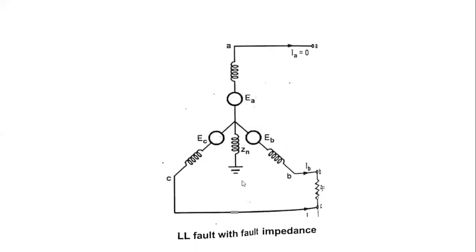This is the circuit diagram of the double line fault with fault impedance. This is the fault impedance ZF, connected between the B and C phases. This is the A phase. This line is open circuited, and these two lines are short circuited through the fault impedance. Since A is open circuited, the current flowing through the A phase is equal to 0.